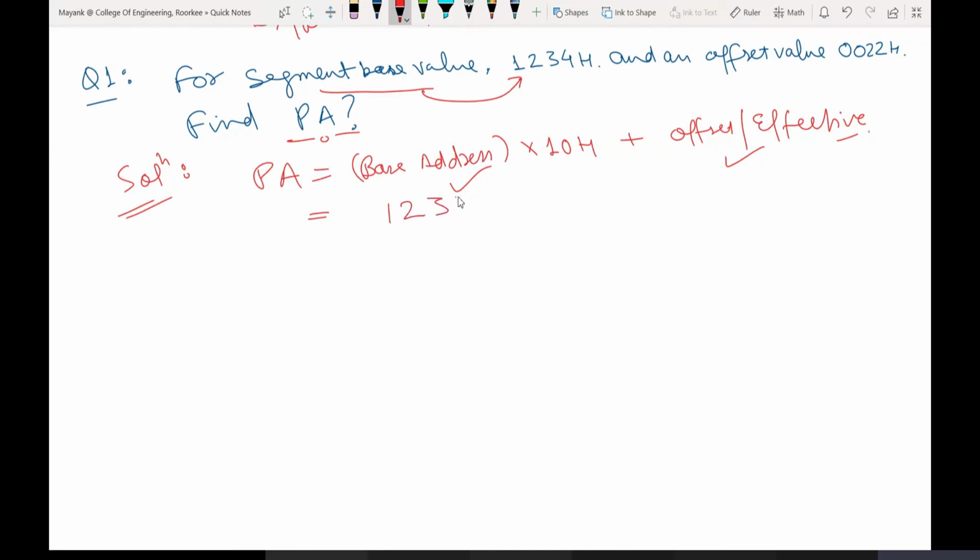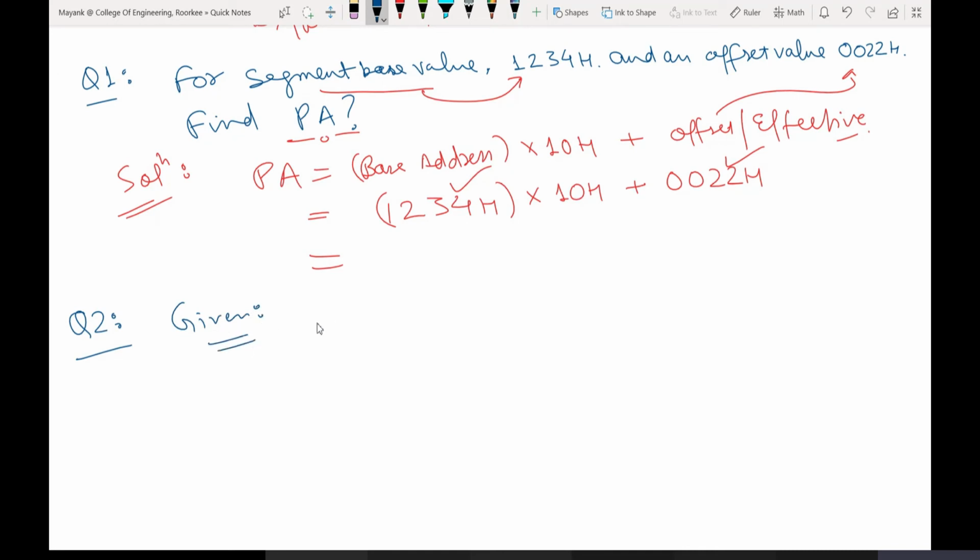Fine. This is 1234H, and it corresponds. It has to be multiplied with 10H plus the next, which is the offset. It is already given. The offset is 0022H. Come on, quick. Tell me what will be the answer here. What will be the answer? Physical address. Alright, is it that tough? Sir, 12362H. Yes.